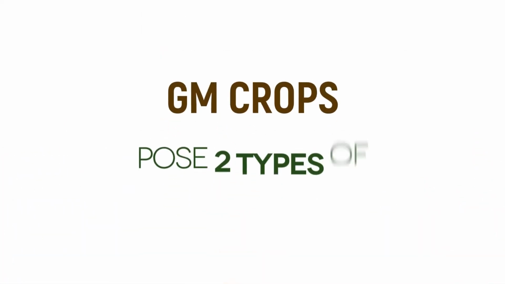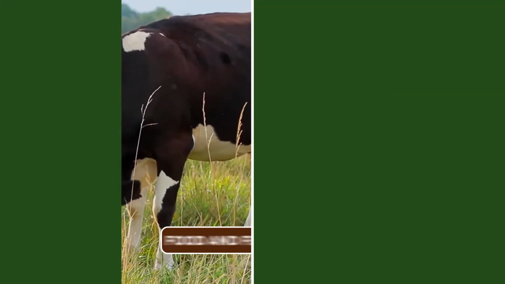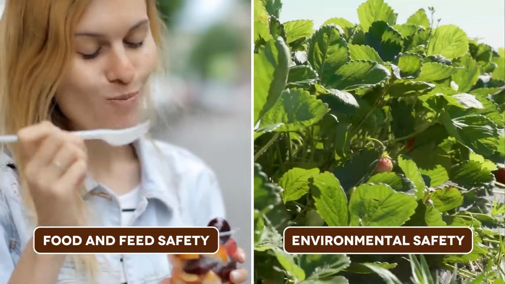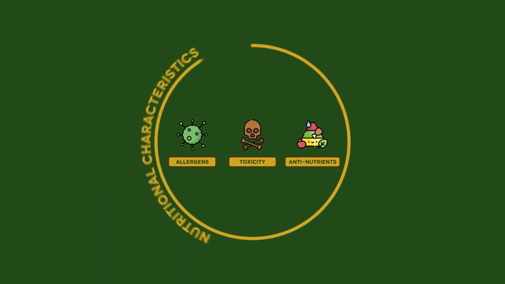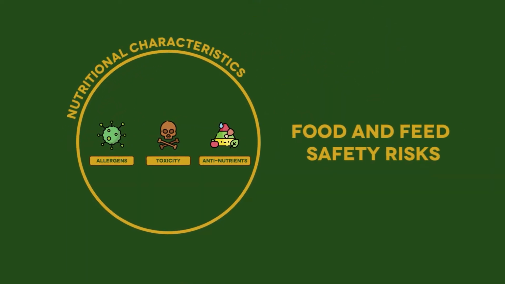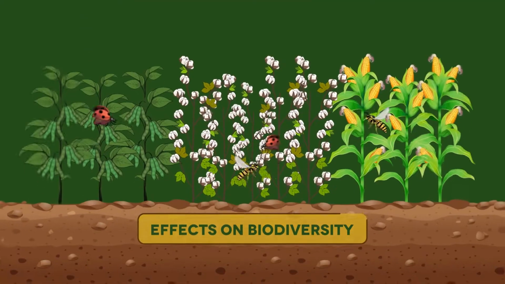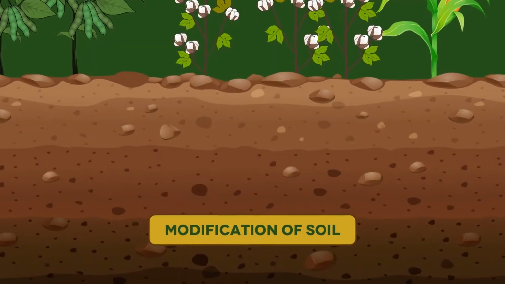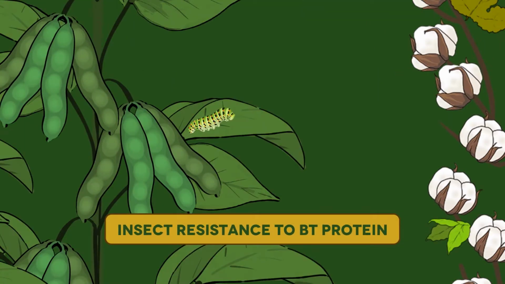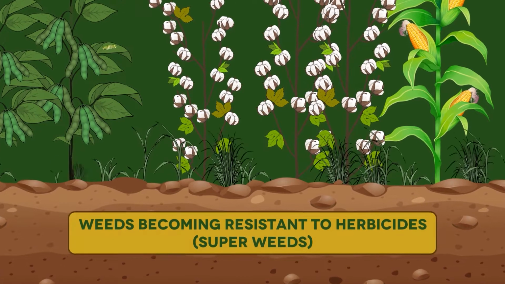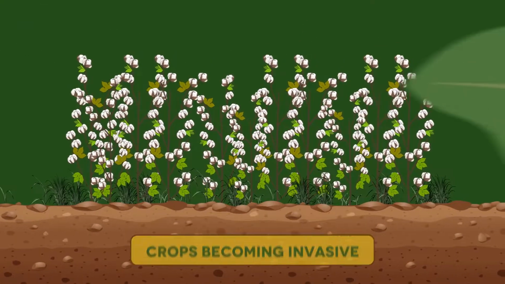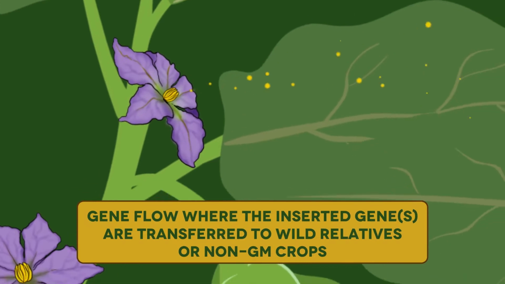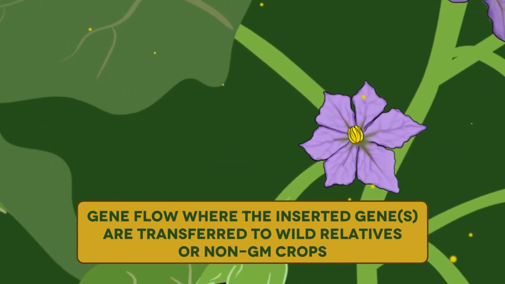GM crops pose two types of potential risks: food and feed safety, and environmental safety. Allergens, toxicity, anti-nutrients, and a change in nutritional characteristics are viewed as food and feed safety risks, while the following are seen as environmental risks: effects on biodiversity, modification of soil, insect resistance to Bt protein, weeds becoming resistant to herbicides, superweeds, crops becoming invasive, and gene flow of the inserted genes to wild relatives or non-GM crops.